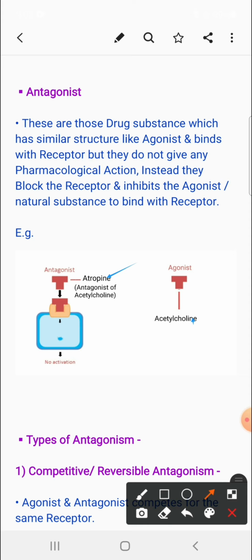Antagonist means a structure similar to the agonist. As we can see in the figure, the antagonist has the same structure as the agonist. So the antagonist, atropine, will bind at the binding site, and acetylcholine will not be able to bind at the binding site. So the hormone secretion will become normal inside the body.